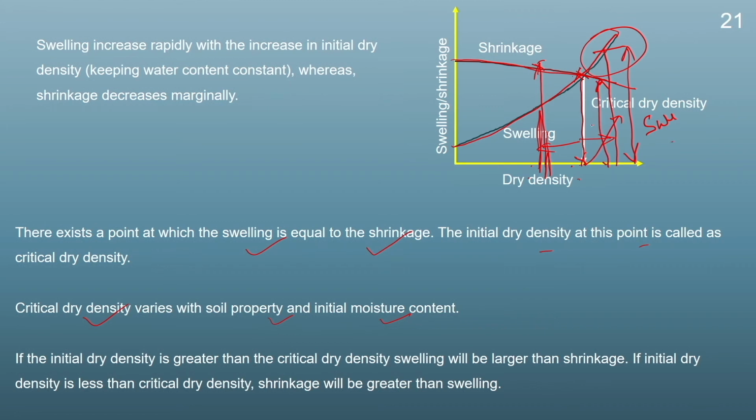So, swelling is more compared to shrinkage, but at the critical dry density, we have an equal amount of shrinkage as well as swelling. Therefore, while designing a structure, we need to keep this critical dry density in mind to reduce the amount of swelling and shrinkage due to moisture variation of the soil.